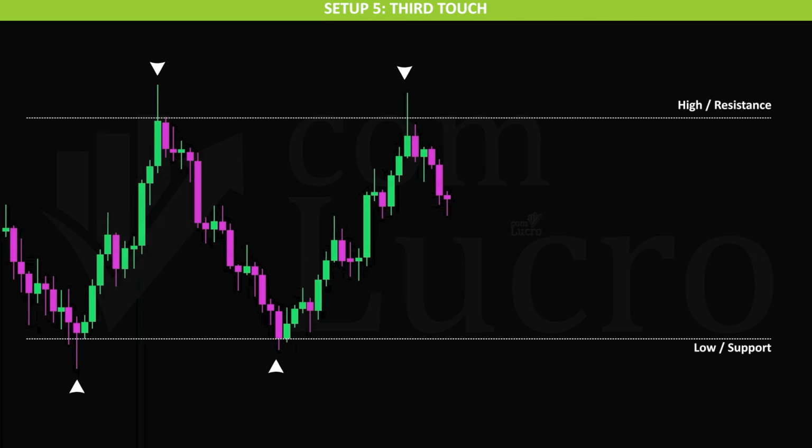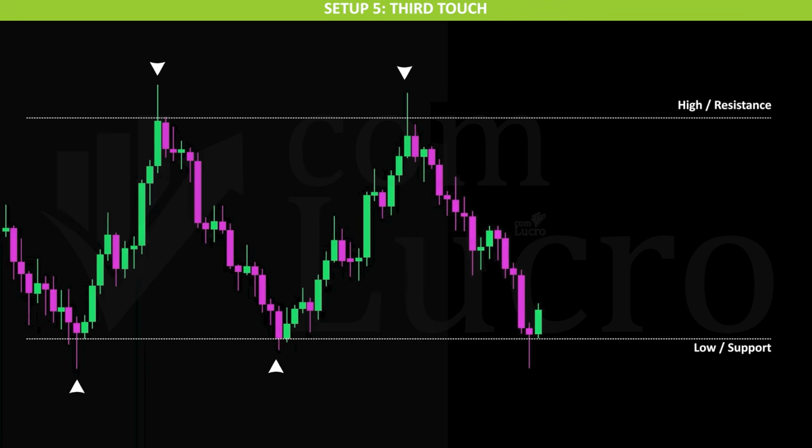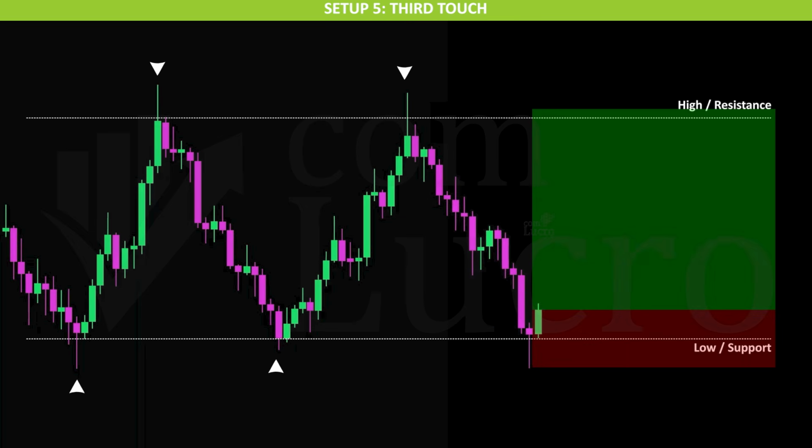If price is at support, we look for rejection to the upside, but we do not enter immediately. Instead, we wait for confirmation, such as a rejection wick or a strong move away from the level. Once that reaction is visible, we can enter the trade with more confidence.